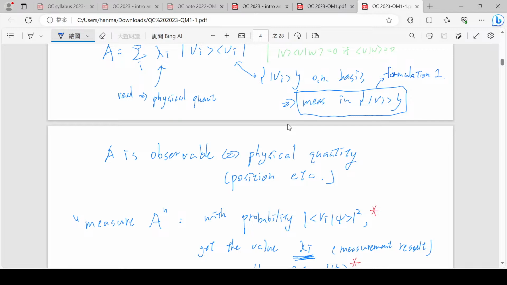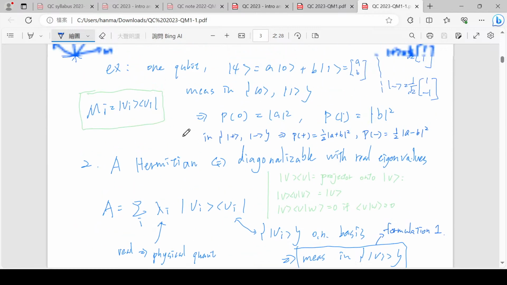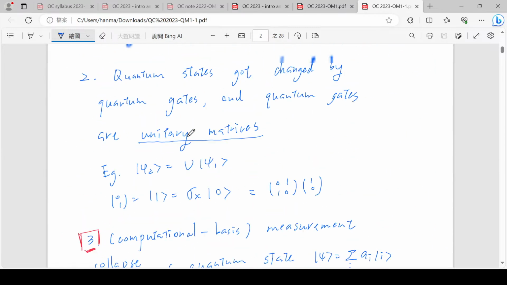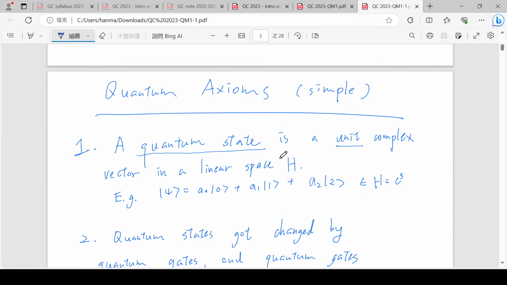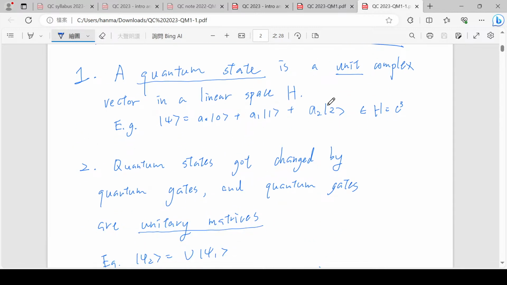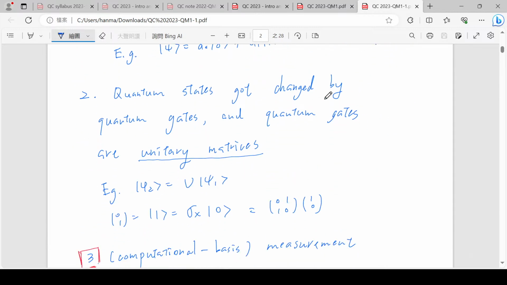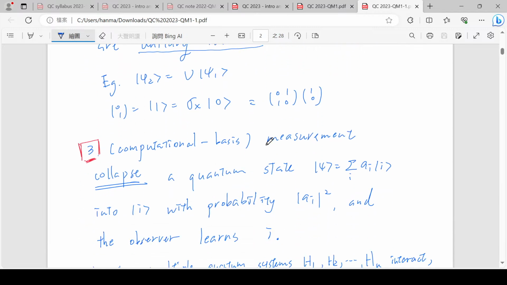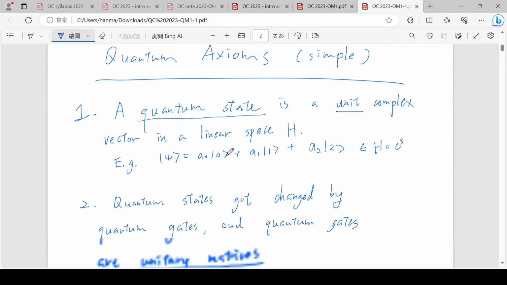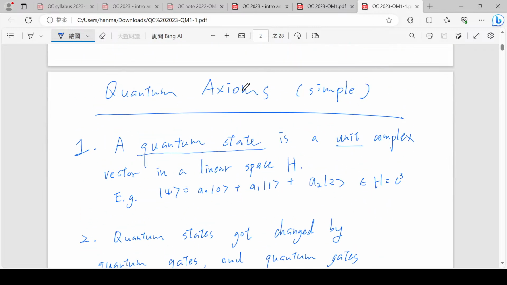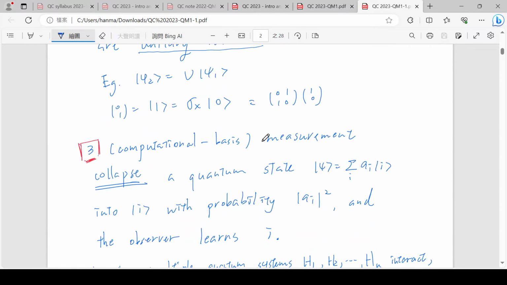This time we go through the quantum mechanics. So we have a simple postulate saying that a quantum state is a unit vector, and when we change a quantum state, we need to rotate it by a unitary matrix. And then there is a weird thing about measurement. In our simple version of the postulate of quantum mechanics, we say we do computational basis measurement.